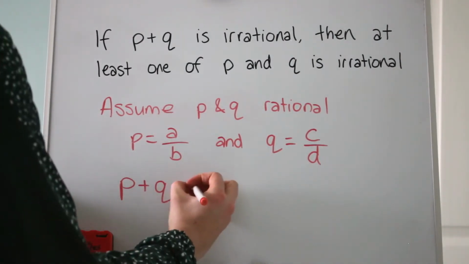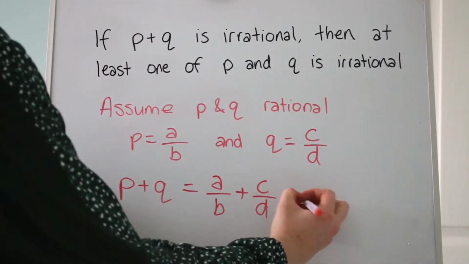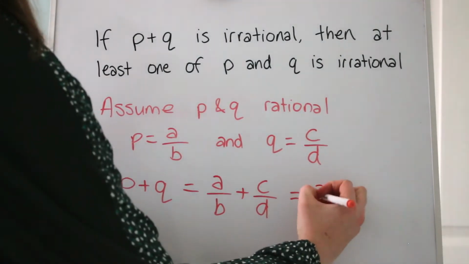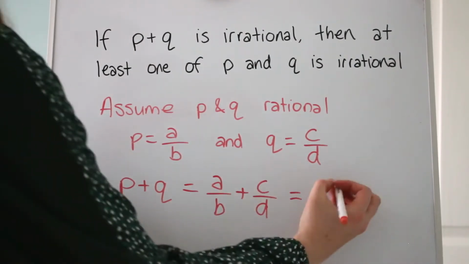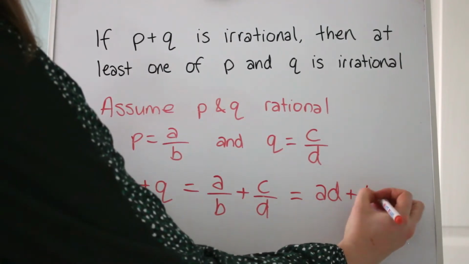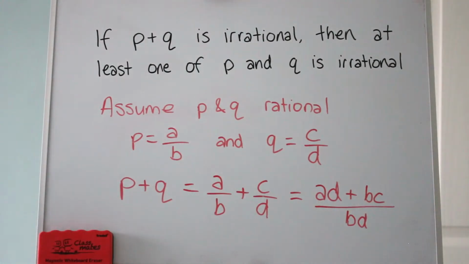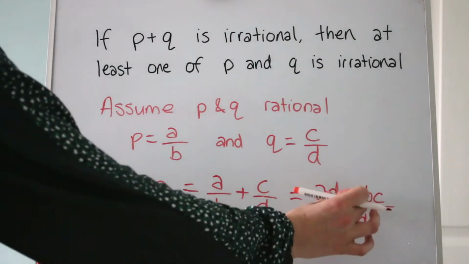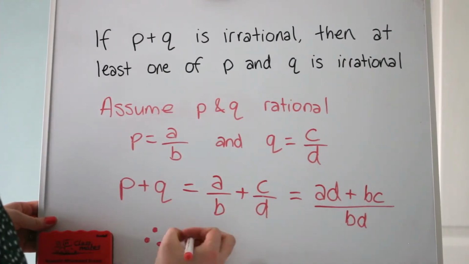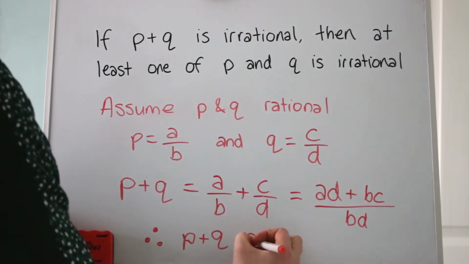So P plus Q, using those letters, then using some algebraic fractions, you can write them over the same denominator. So multiplying the first fraction by D and multiplying the second fraction by B to get the denominator of BD. Now that is something over something, so that is rational. So that proves that P plus Q here is rational.